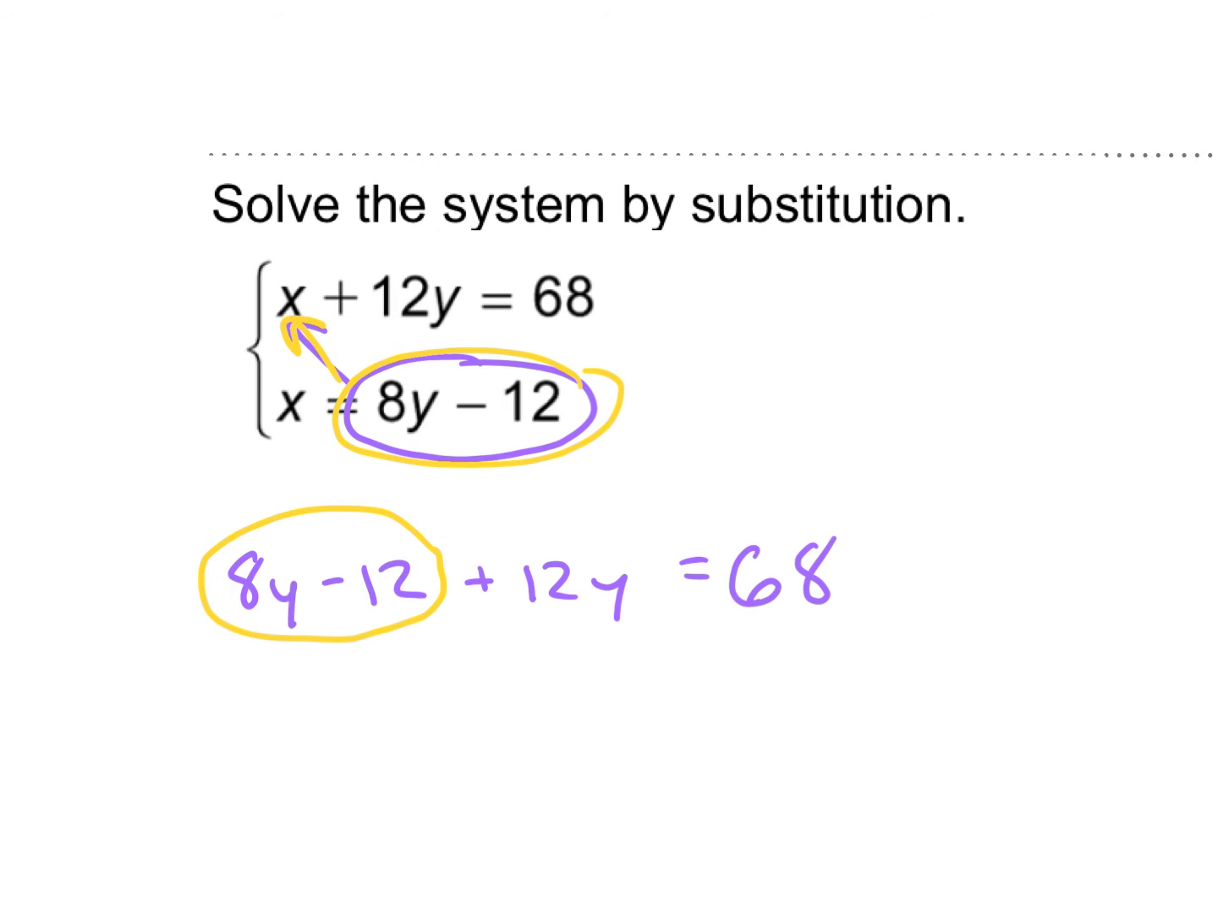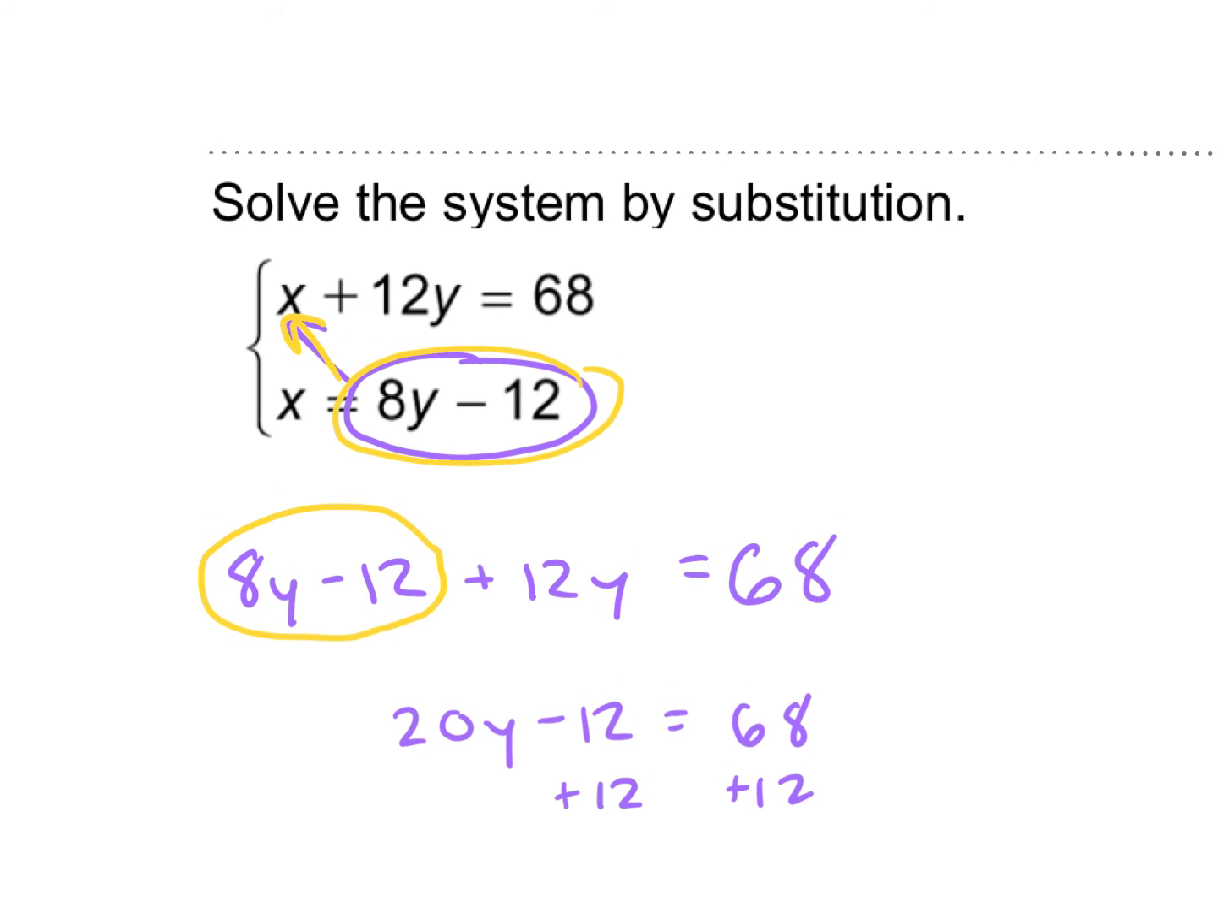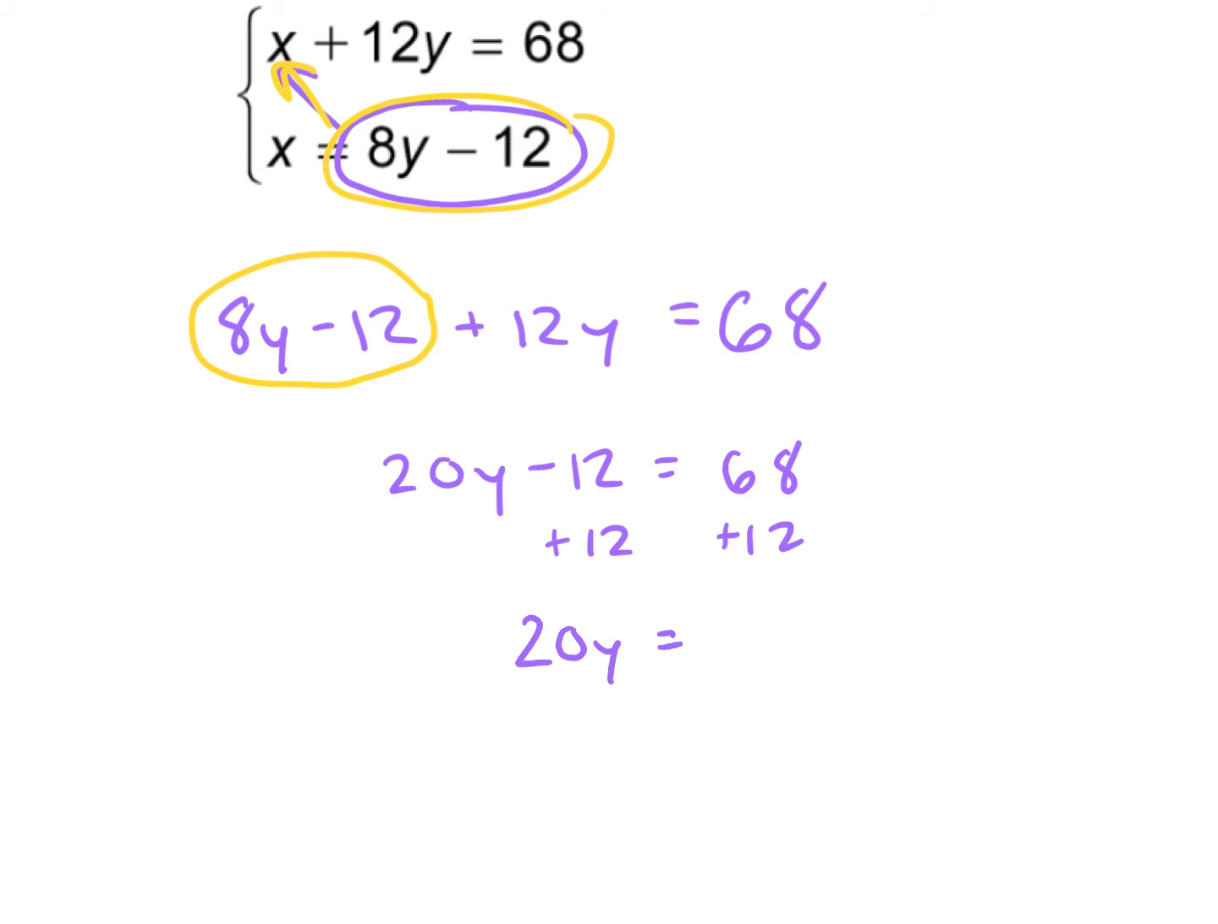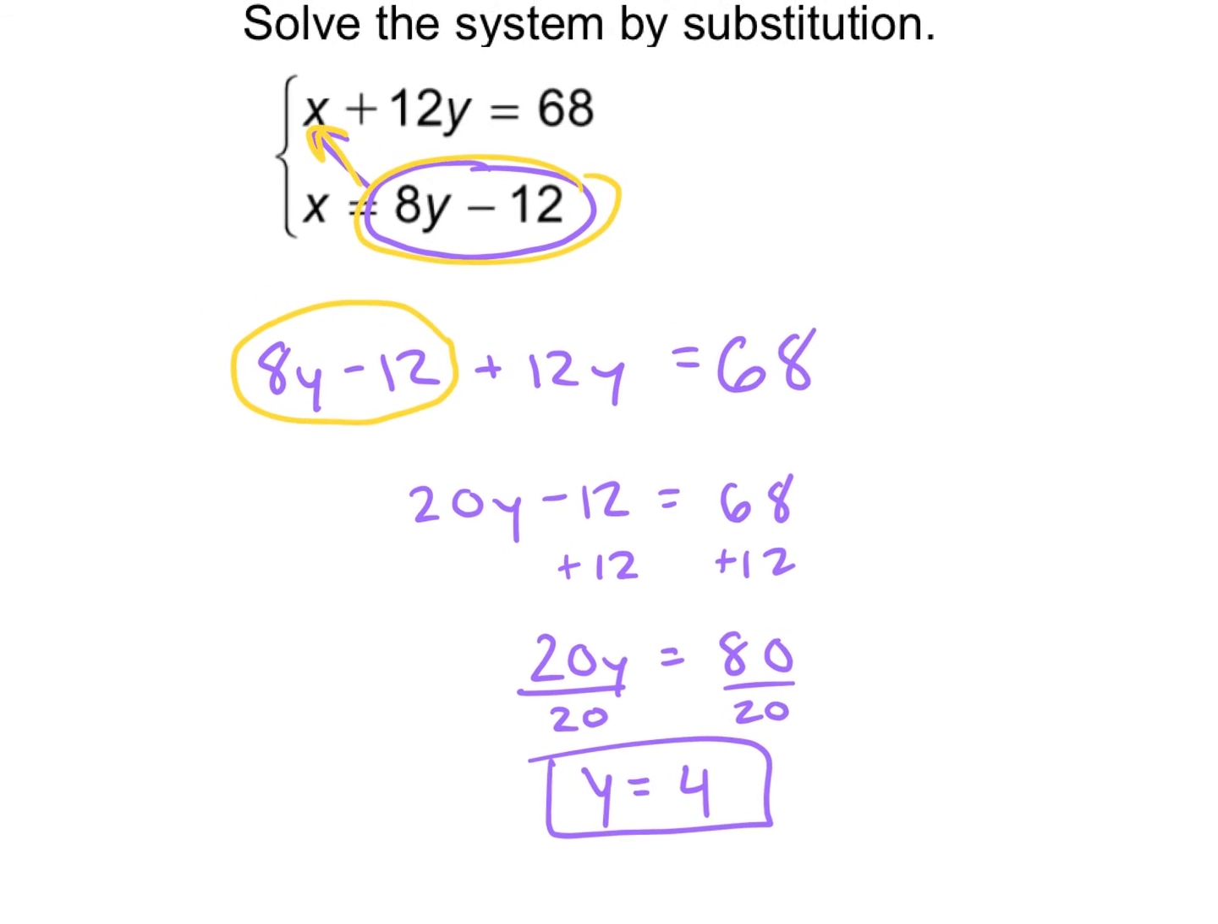Now I want to solve. So I'm going to combine like terms first. Any like terms on one side? 8y and 12y. So what's 8y plus 12y? 20y. 20y minus 12 is equal to 68. What can I do next? Add 12 to both sides. What's 68 plus 12? 80. Awesome. Then what should I do next? Divide each side by 20. What's 80 divided by 20? 4. So y is equal to 4. So that's one of my answers.